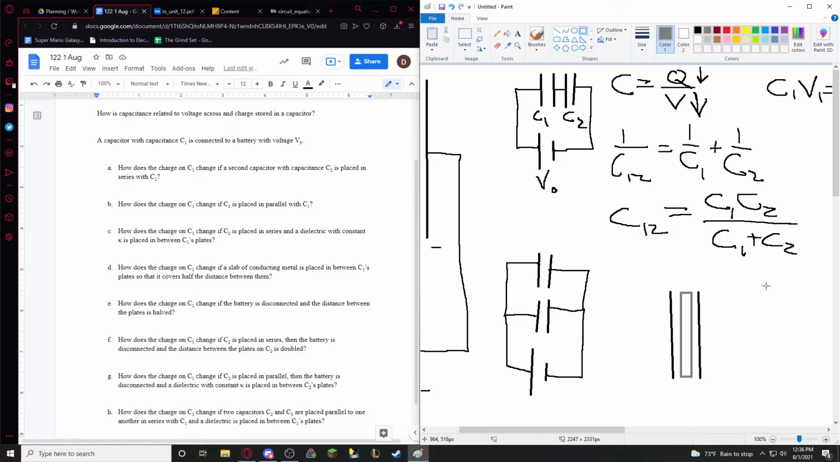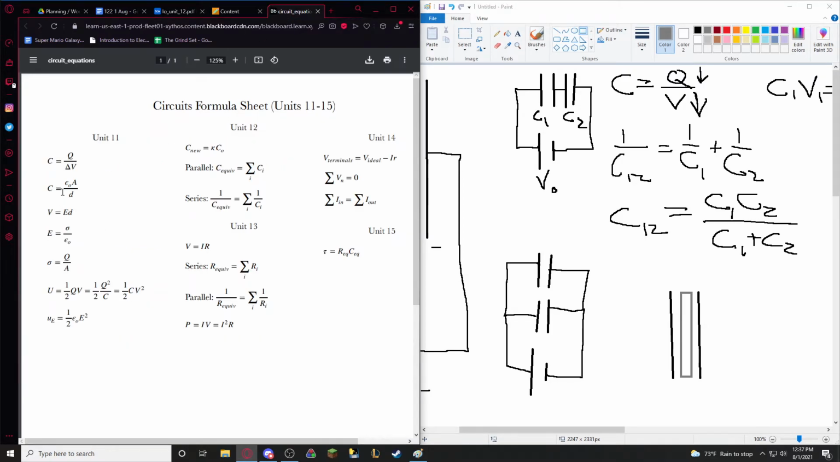Would the capacitance increase? Capacitance increases. Why? Because the distance between the two decreases. Exactly. Distance decreases. Capacitance is epsilon naught A over D. D goes down, C goes up. So what happens to the charge? Should increase. Exactly. Capacitance goes up, charge needs to go up as well.